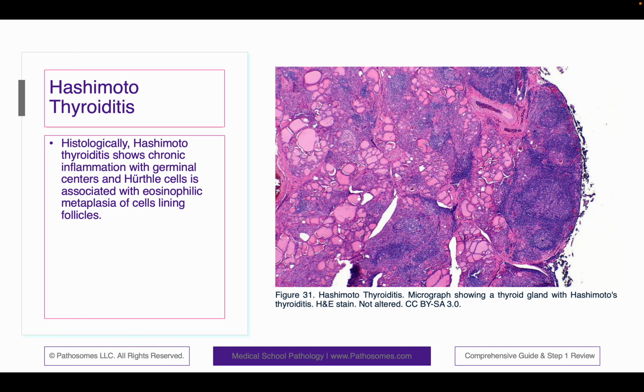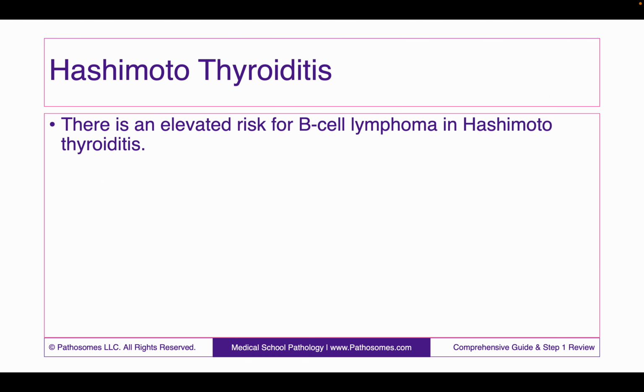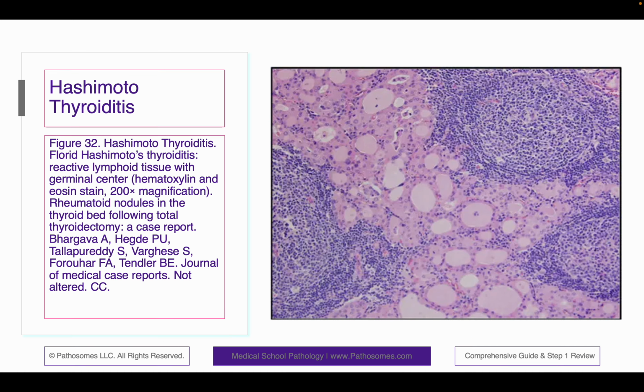So histologically, Hashimoto thyroiditis shows chronic inflammation with germinal centers, and Hürthle cells is associated with eosinophilic metaplasia of cells lining follicles. So keep that in mind. Now, there is an elevated risk for B-cell lymphoma in Hashimoto thyroiditis. And here we have more imaging showcasing a higher power view of the histology for Hashimoto thyroiditis.